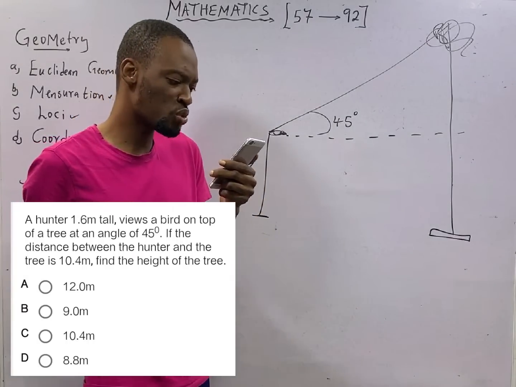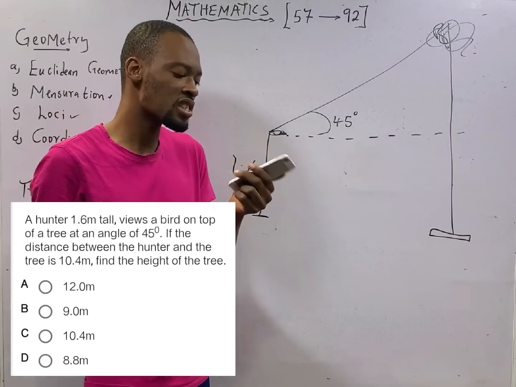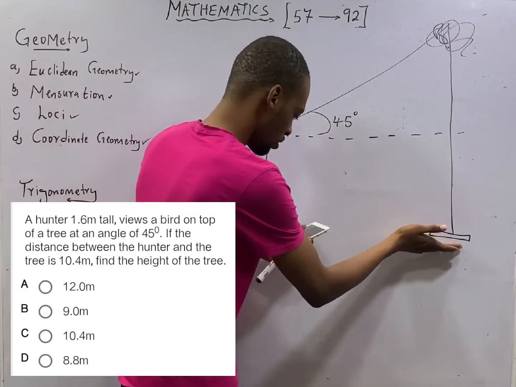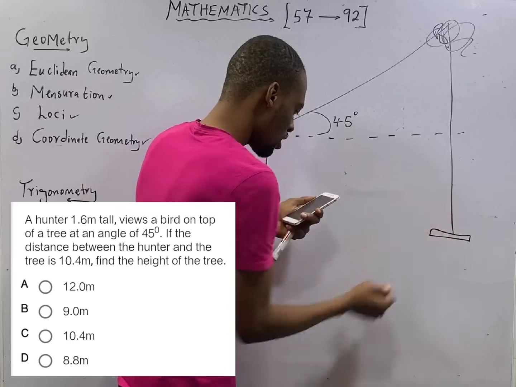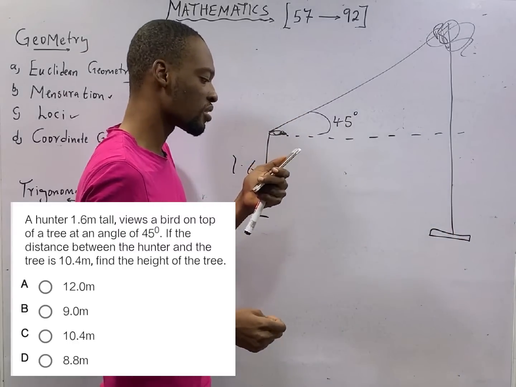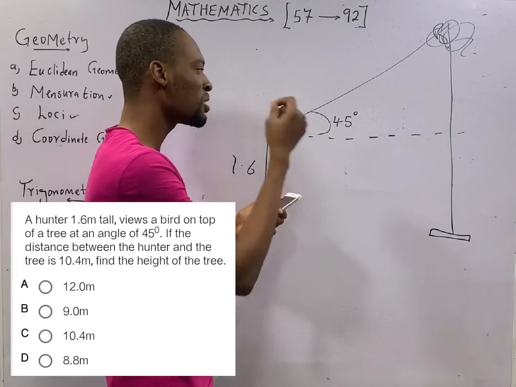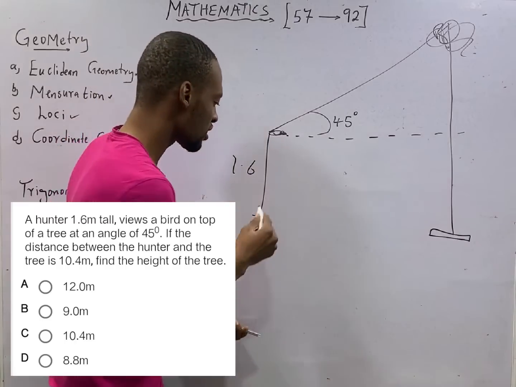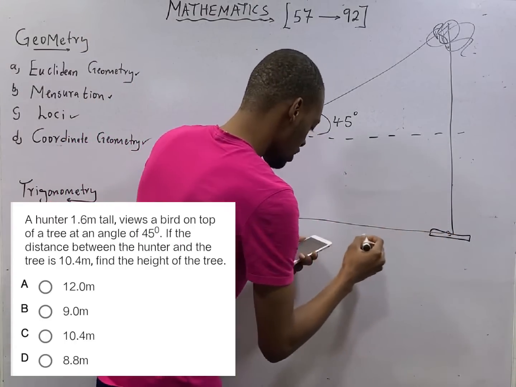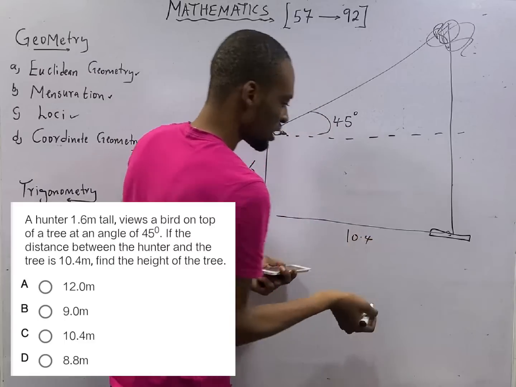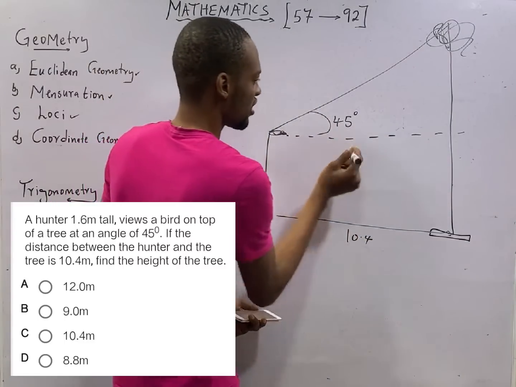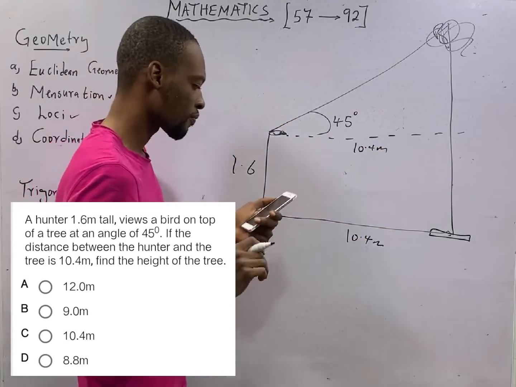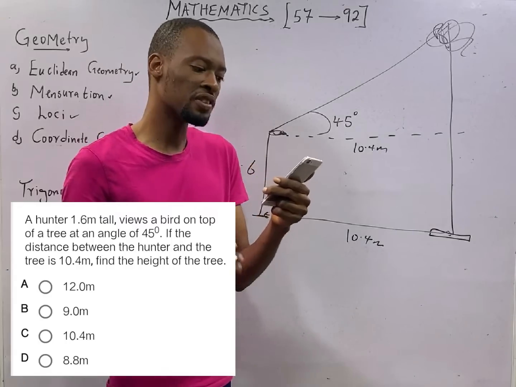If the distance between the hunter and the tree is 10.4 meter. Now this is the leg of the hunter. They said the hunter and the tree, not between the hunter and the top of the tree. So this is here to here like this, is 10.4 meters. And it is the same thing as here, 10.4 meters. Exactly the same. Find the height of the tree.